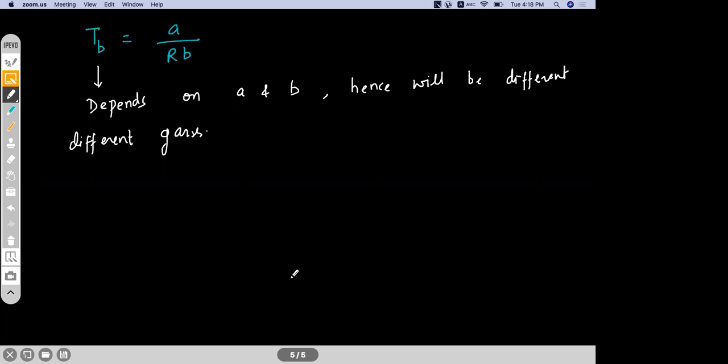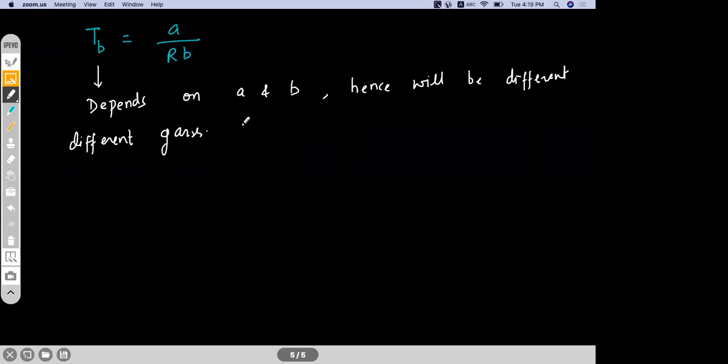Done? Okay. So this is one thing, Boyle's temperature. Sometimes they also ask you the order of Boyle's temperature for given gases. So if you can compare the ratio of a by b, you can compare the Boyle's temperature.